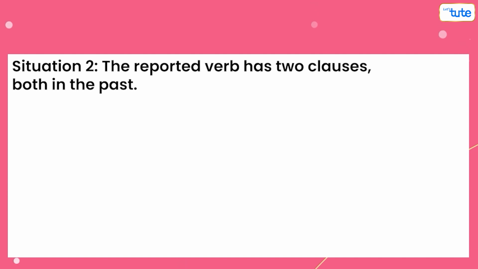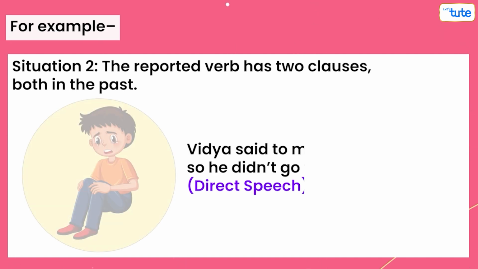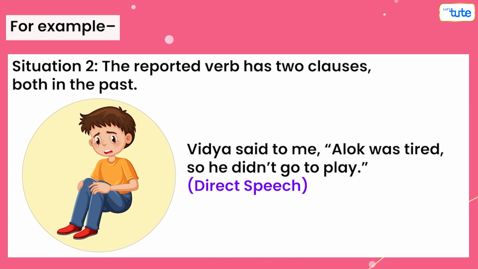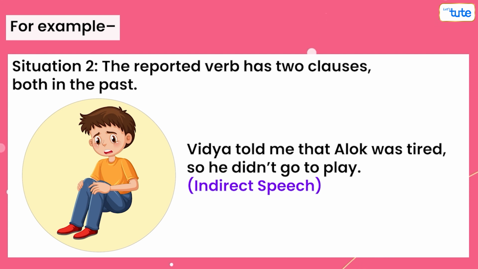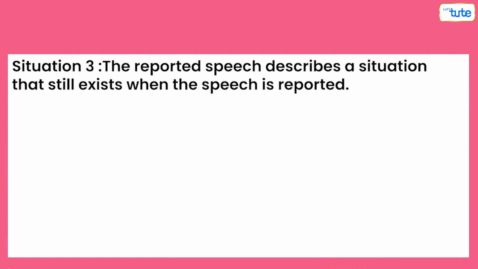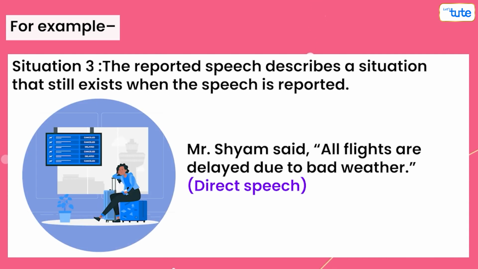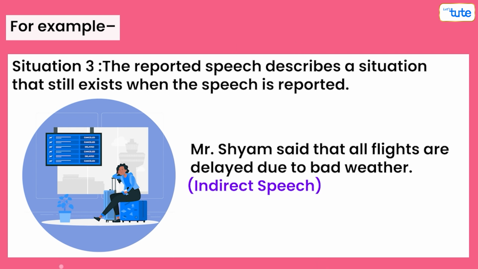Situation 2. Reported speech has 2 clauses both in the past. Example, direct speech. Vidya said to me, "Alok was tired so he did not go to play." Indirect speech. Vidya told me that Alok was tired so he did not go to play. Situation 3. The reported speech describes a situation that still exists when the speech is reported. For example, Mr. Shyam said, "All flights are delayed due to bad weather." Indirect speech. Mr. Shyam said that all flights are delayed due to bad weather.